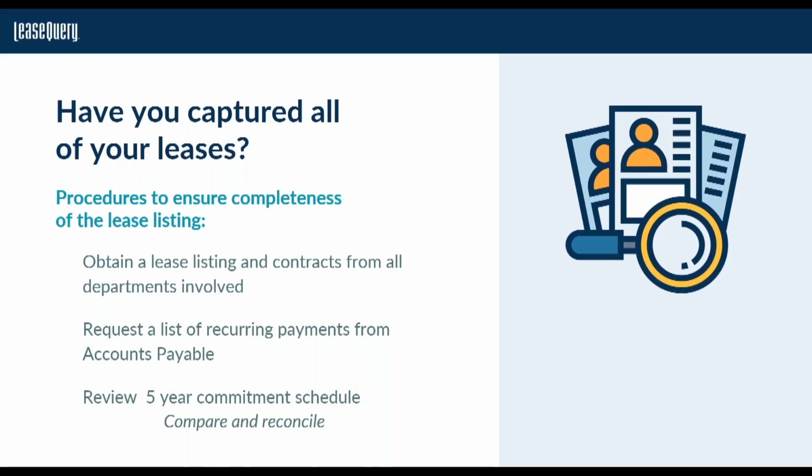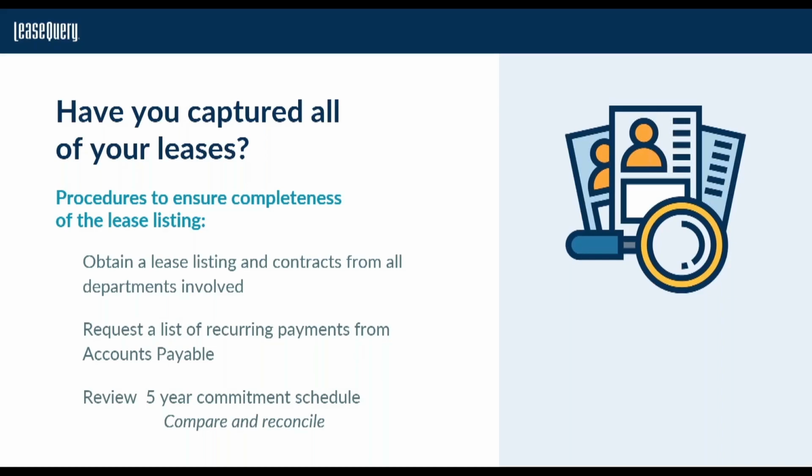Next is to request a list of recurring payments from your AP team. So all of your recurring payments, and then compare that to your lease listing. Do you have all of the recurring payments in that schedule listed in your lease listing? Compare the two and see if you need to go back to the department to see if there are other leases missing from your lease listing.